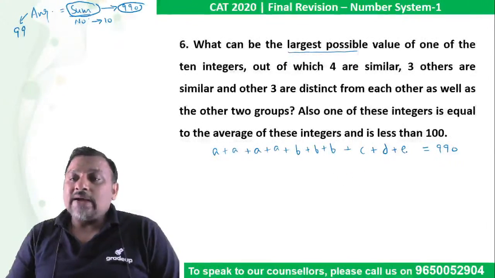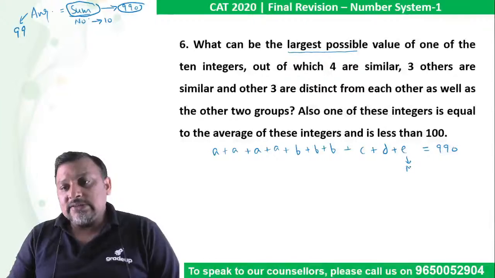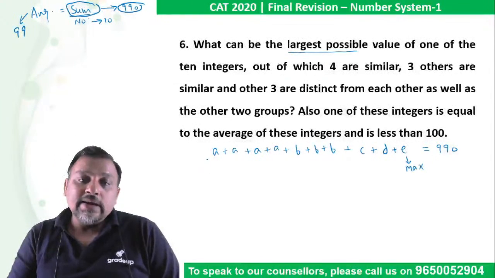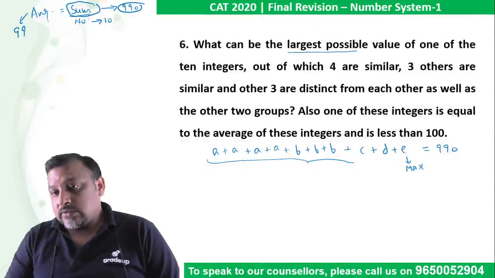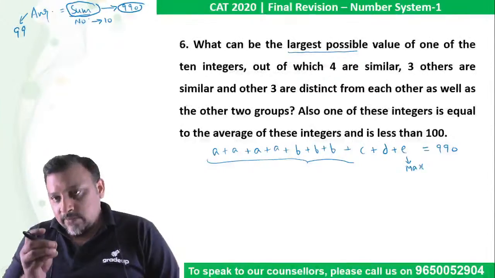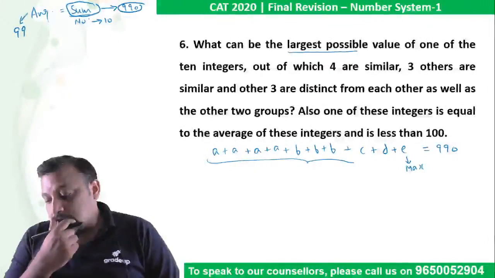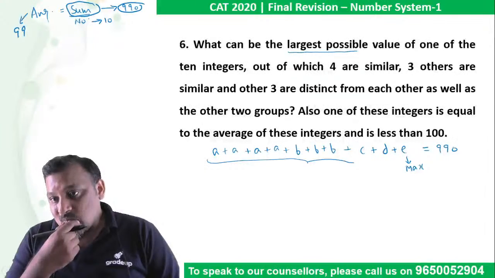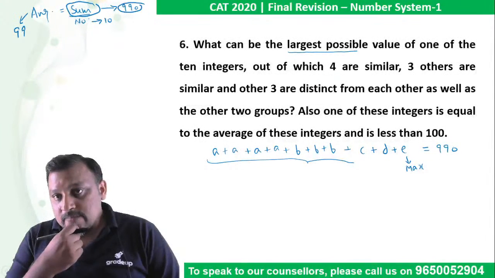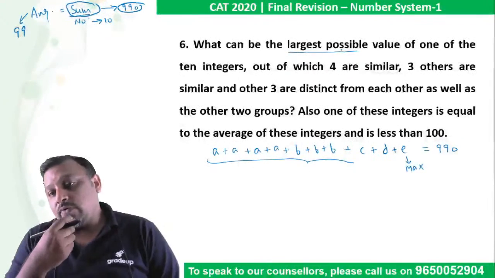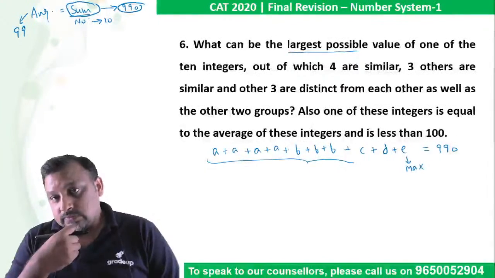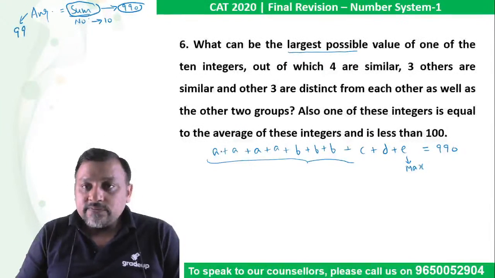And if I want to maximize one of the numbers, let us say I want to maximize E. So can we say I need to minimize the other numbers? Just go through this and see whether you are able to understand till now. Our objective is to maximize the value of one of the numbers. Okay, Harish is saying yes.